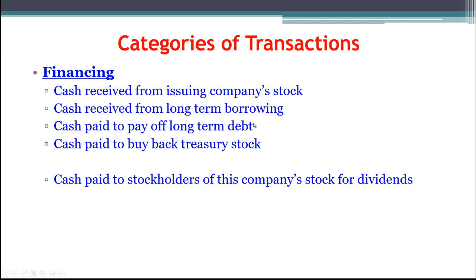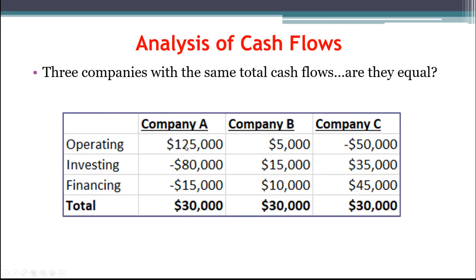But now let's take a look at three companies that have the same total cash flows for this period. They all three have $30,000 positive cash flow. So at first glance, it sounds like it's a good thing. They're all positive. They've all increased their cash position. But the question is, are these three companies equally healthy?